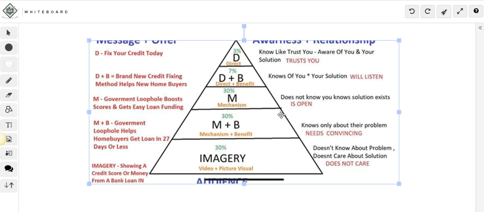Now, in this example here, most people, when they're in an online business or even a salesperson or direct sales, spend most of their time at the bottom of this triangle. They try to sell their goods and services to people that don't know they have a problem and don't care about a solution. Ultimately, they just don't care. And then they also try to sell to the people who know they have a problem, but don't know what the solution is, and you have to convince them of what the solution is. You will spend so much time and energy on these two areas that ultimately it's a waste of time.